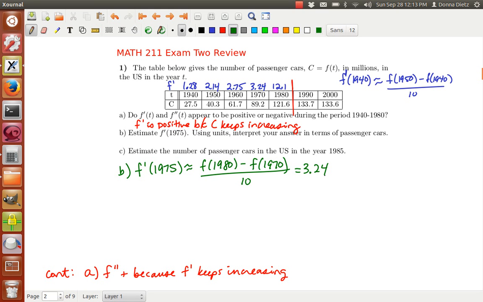And so the units are the units of C over the units of T. C is million cars, and then for divide by, you say per, and time was year. So that's that. And then part C, estimate the number of passenger cars in the U.S. in the year 1985. So this one sounds complicated because you're just not thinking about it, but it's just the same as you would have been able to do this question before you started this course. So you just say it's the average of these two values.